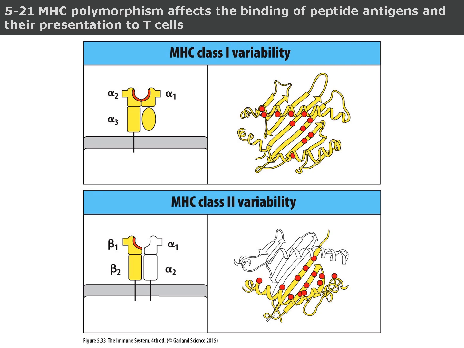Below, MHC class II variability is shown. The peptide binding groove is formed by the alpha 1 and beta 1 domains. Just like in class I, the red dots mark regions of high polymorphism. These variations determine the peptide repertoire that can be presented to CD4 T cells. This high degree of variability allows the immune system to recognize a wide range of pathogens, but it also contributes to challenges in transplant compatibility and autoimmune susceptibility.